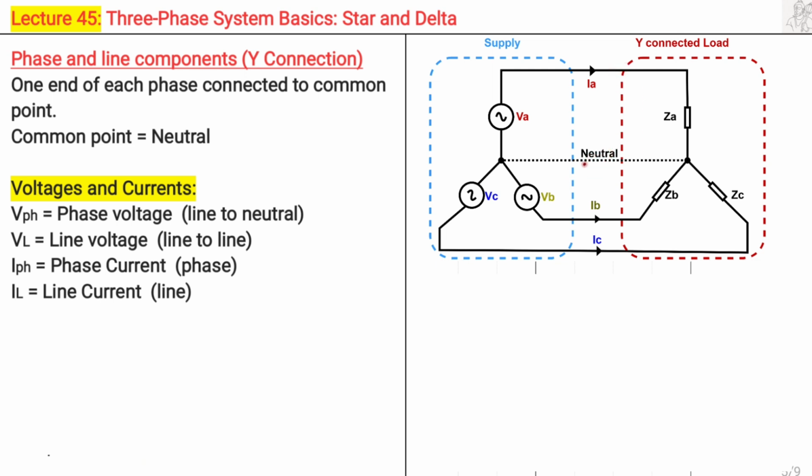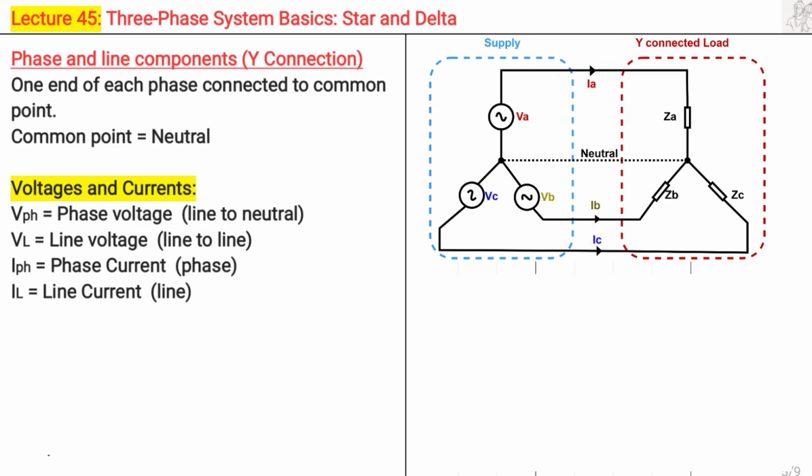Corresponding to phase A, this one is the phase voltage corresponding to phase B, and the voltage between C line and neutral is the phase voltage corresponding to phase C. Now line voltage is simply the voltage between two lines. For example, the voltage between line A and B will be line voltage VAB, this will be line voltage VBC, and this will be line voltage VCA.